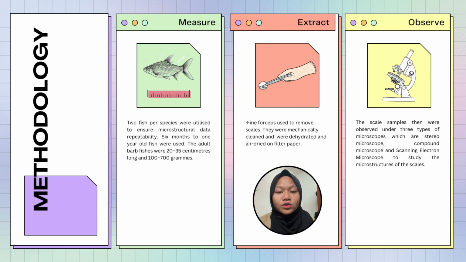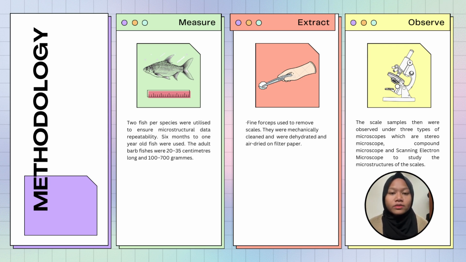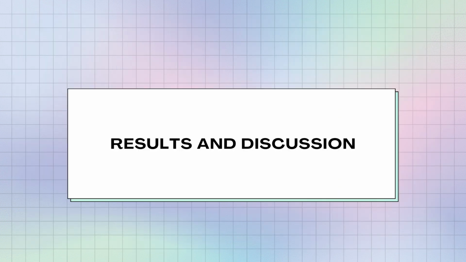Fine forceps were used to remove scales. After being removed, they were mechanically cleaned with a fine brush and rinsed with distilled water. The scales then were dehydrated and air-dried on filter paper, and the scales were stored between glass slides for 2 to 3 days to prevent curling. The scale samples then were observed under 3 types of microscopes, which are stereo microscope, compound microscope, and scanning electron microscope, to study the microstructures of the scale.